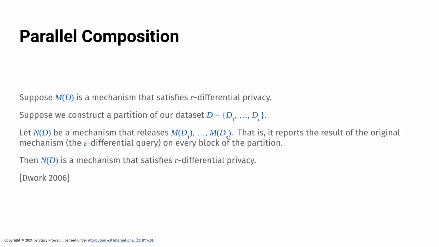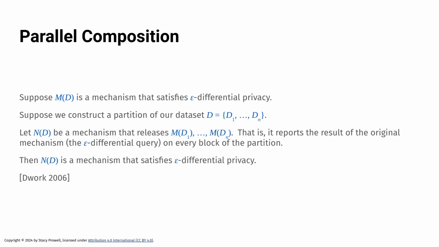All right. Another approach is parallel composition. This one's pretty neat. Parallel composition says I can take the data set and partition it. No information is given about the partition. I can choose whatever partition I want. I can divide it into everybody above age 40, everybody below age 40. I can divide it into states. I could slice it up however I want. Or I could even slice it up into individual rows. And I apply my epsilon differentially private mechanism to each subset.